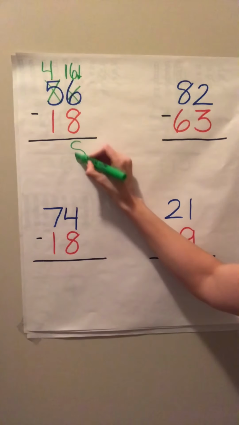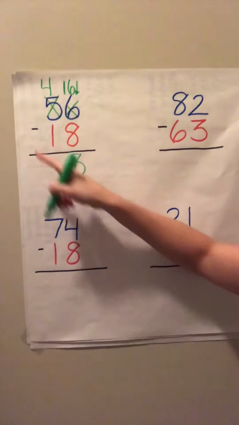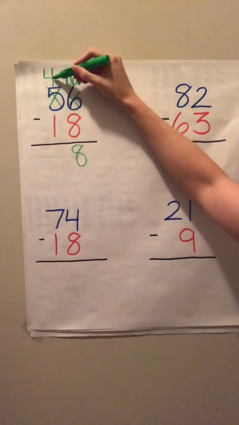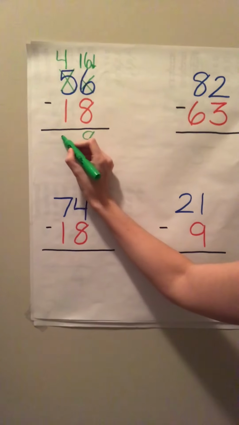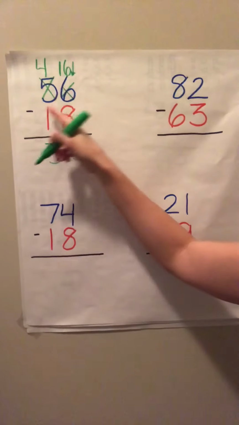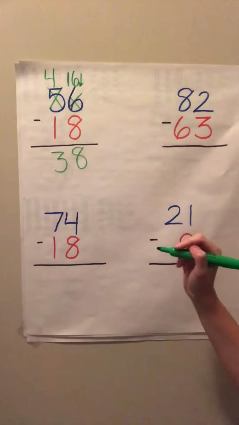right, 8 is one of our doubles. 8 and 8 makes 16. Now I'm ready. Now I have my new number, 4 minus 1. Right, is 3. So 56 minus 18 equals 38.